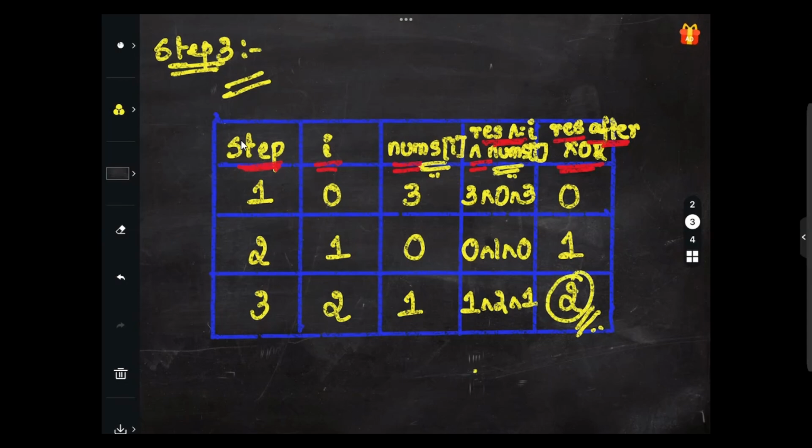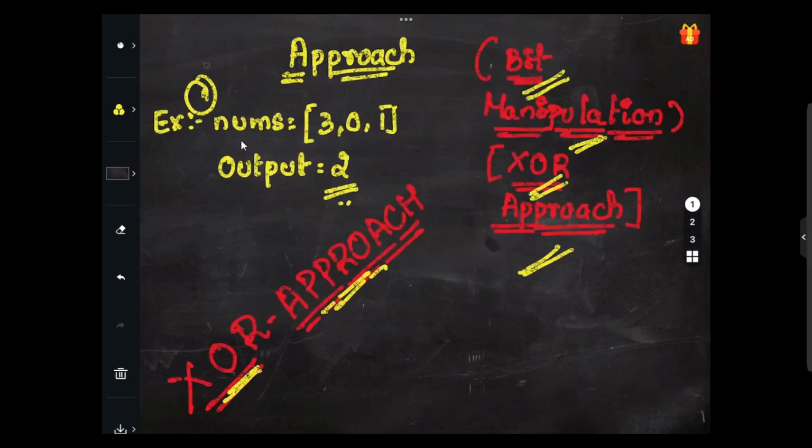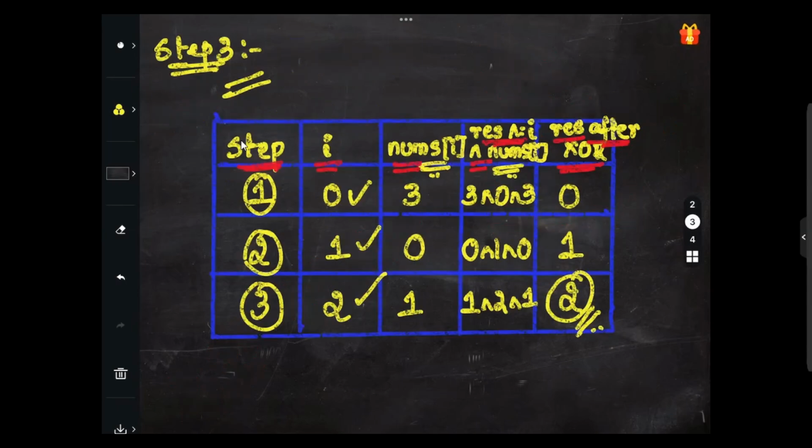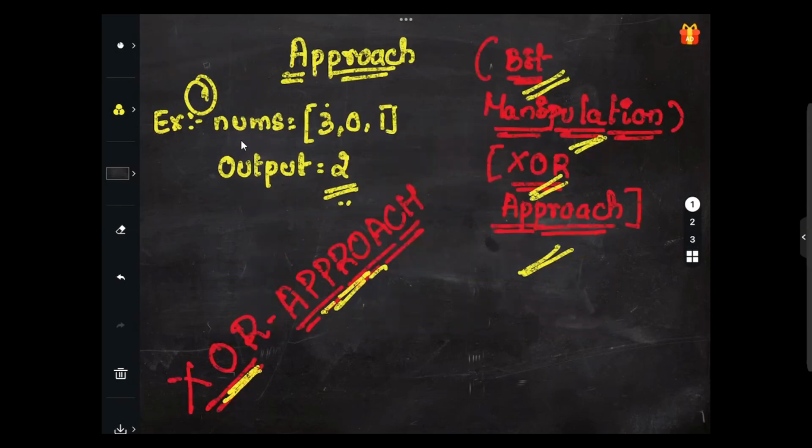Just remember the steps: this is step 1, this is step 2, and this is step 3. So i is 0, 1, and 2. You can clearly see i is 0, 1, 2. nums of i we have here as 3, 0, 1, so the iterations are i equals 0, 1, 2. This is fine. Here nums is 3, 0, 1.